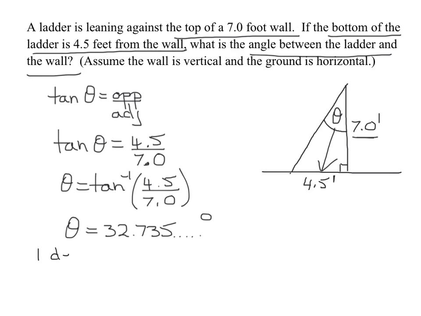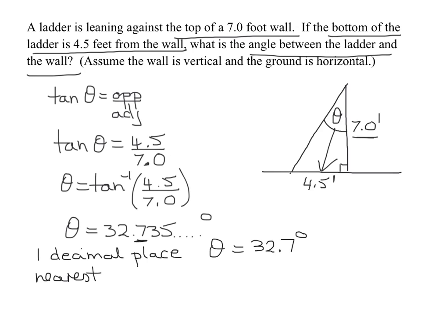If I wanted to round it to 1 decimal place, excuse the bad handwriting, theta would equal, that means this place here, the 3 would not affect the 7 because it's below 5. So it'd be 32.7 degrees. And if I wanted it to be to the nearest whole number, then theta would equal, that means this is the place, the 7 would round the 2 up to 33 degrees.